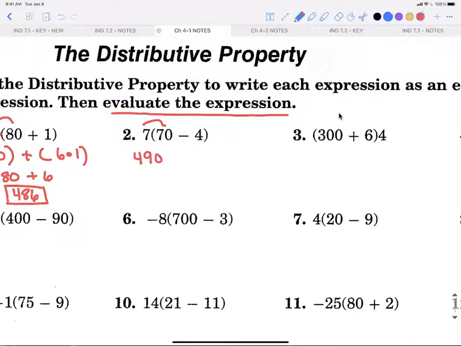And then I take 7 times negative 4. Positive 7 times negative 4 is negative 28. Honestly, I'd say the challenge of this section, if I was going to really put my finger on one, is keeping track of your multiplication rules.